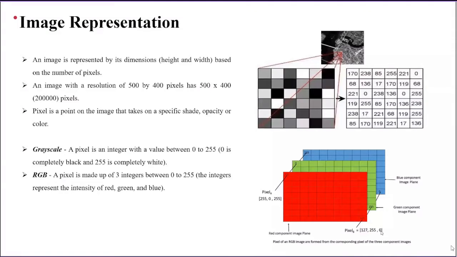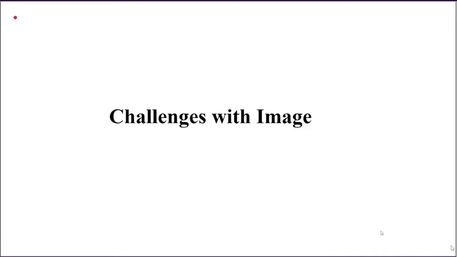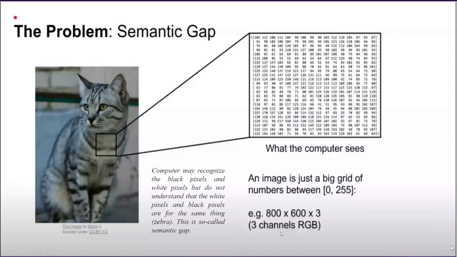So the important challenges in images are, first, the semantic gap. For example, a computer may recognize a black pixel and a white pixel, but it will not understand whether these black or white pixels belong to the same object. So that is the problem of semantic gap.